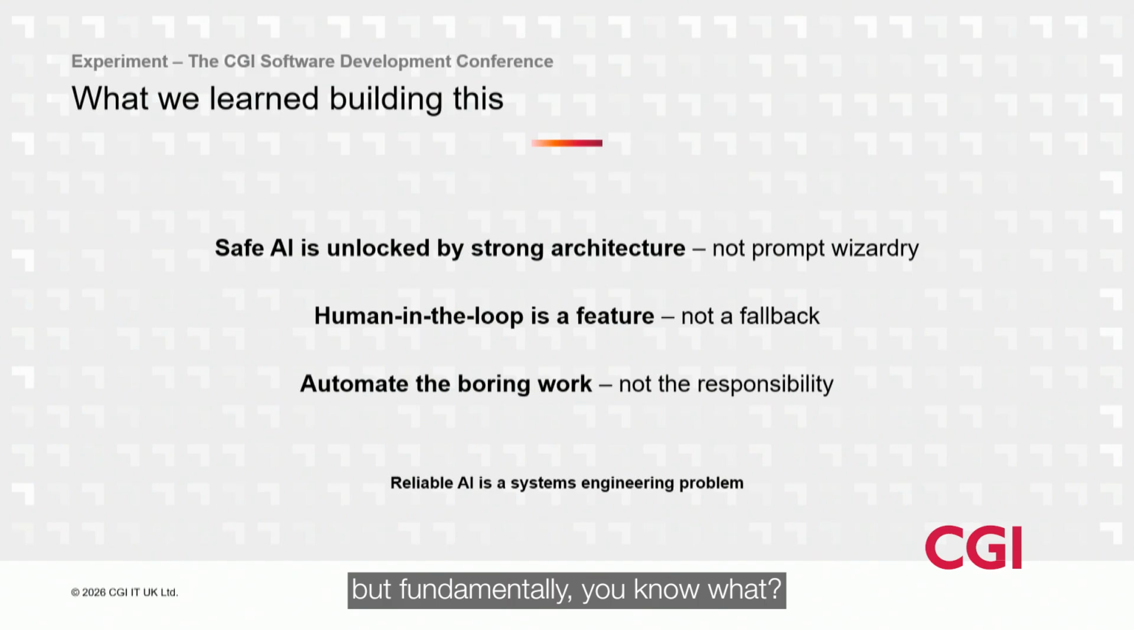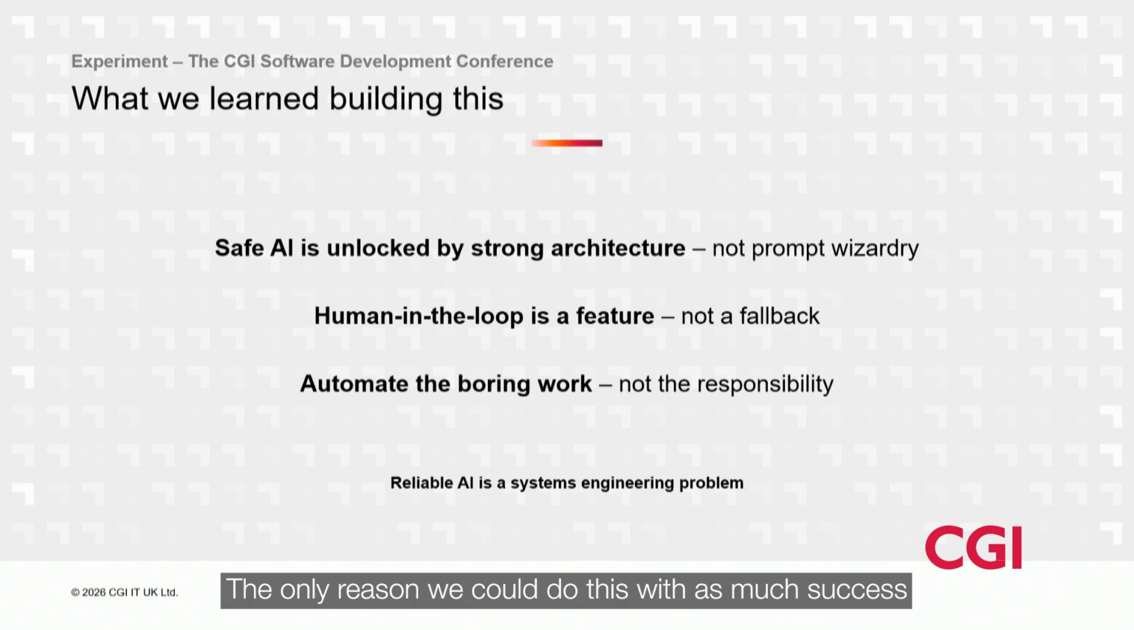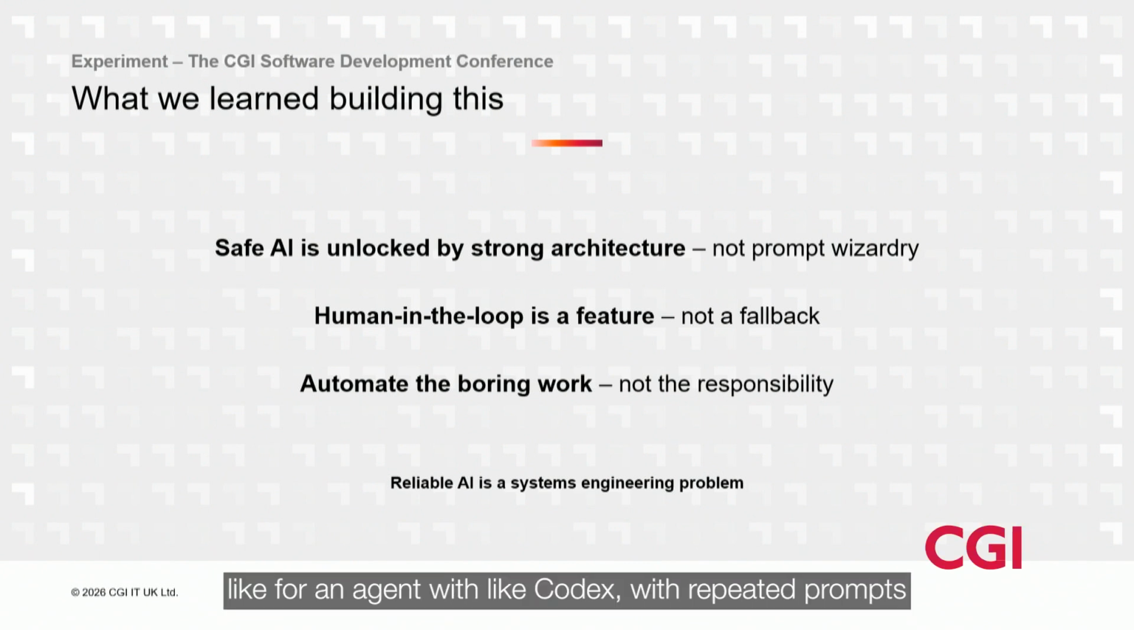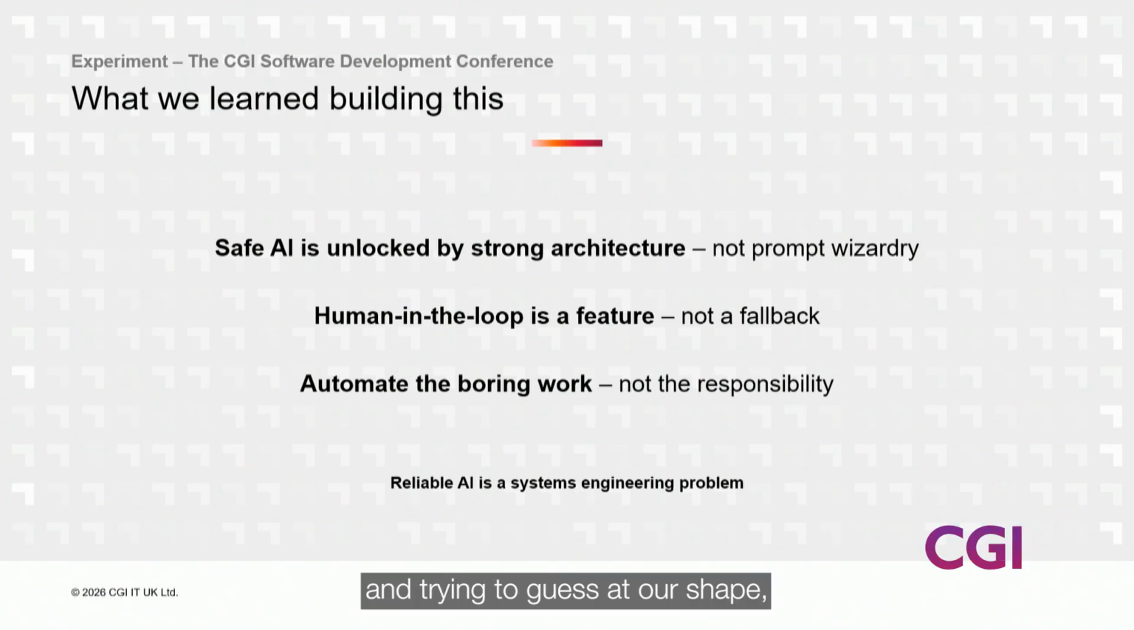But fundamentally, what are the takeaways for any other project doing something like this? The only reason we could do this with as much success as we had was that we've got a strong architecture for the template model. We understand very well, we've defined the old-fashioned way, what our input data types are, what our output data types are. We're not prompting a larger language model or an agent like Codex with repeated prompts and trying to guess at our shape. We've told it, this is the shape we want, this is what you have to comply with, and then we've validated it repeatedly at every step of the way.